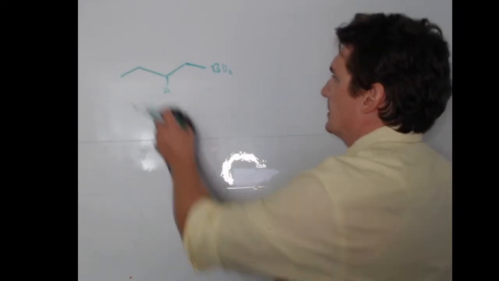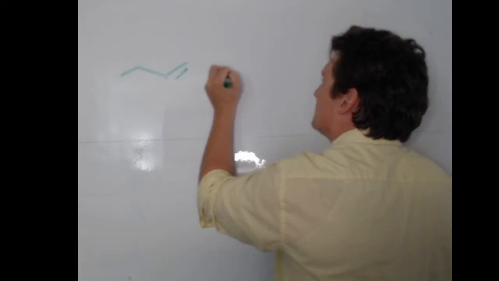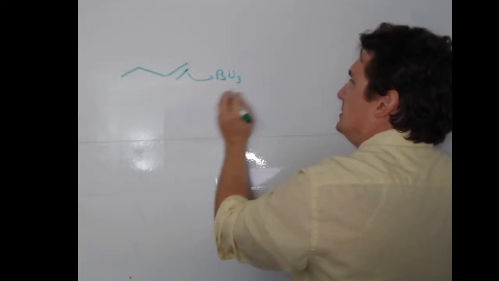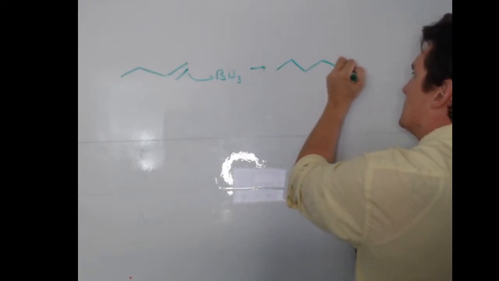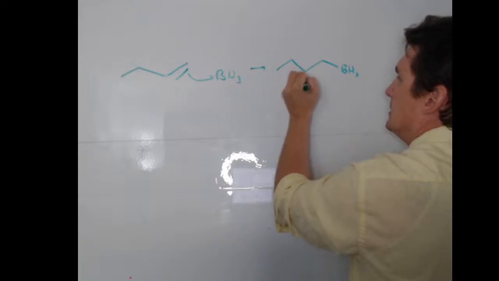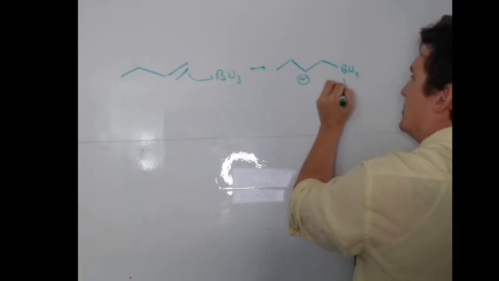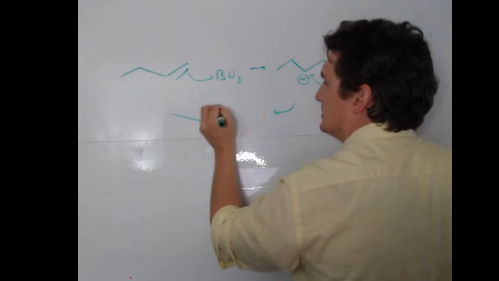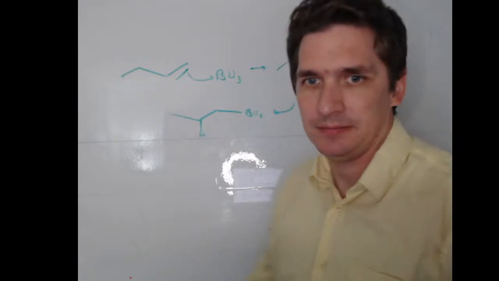So yeah, you're just going to have, sorry, I'm skipping through the answers because I'm getting very tired of trying to fight with their drawing program. So you get attack on the BH3. This will produce an intermediate, and then one of your hydrogens will slide over, and you'll end up generating this complex here.